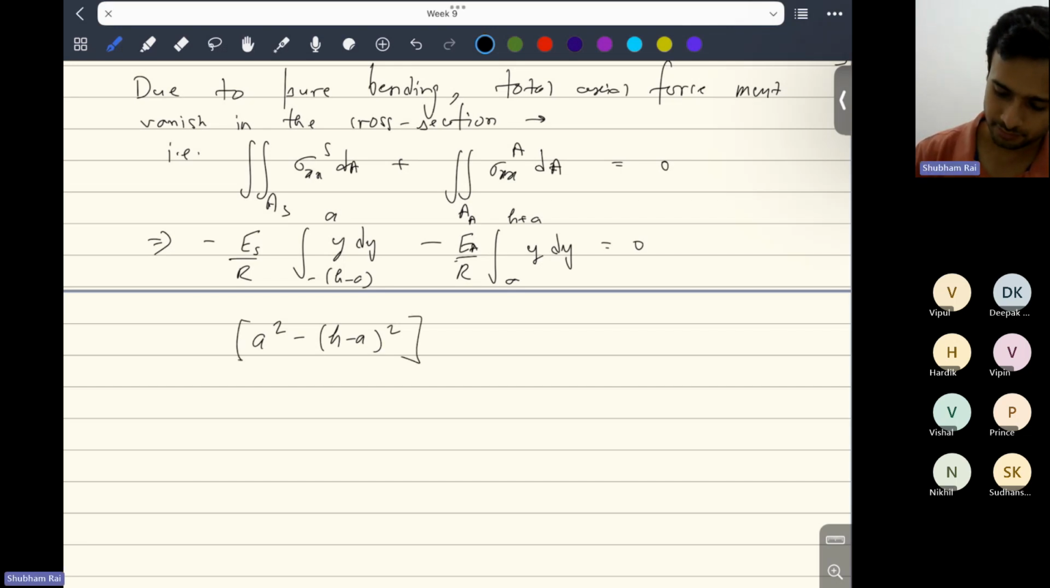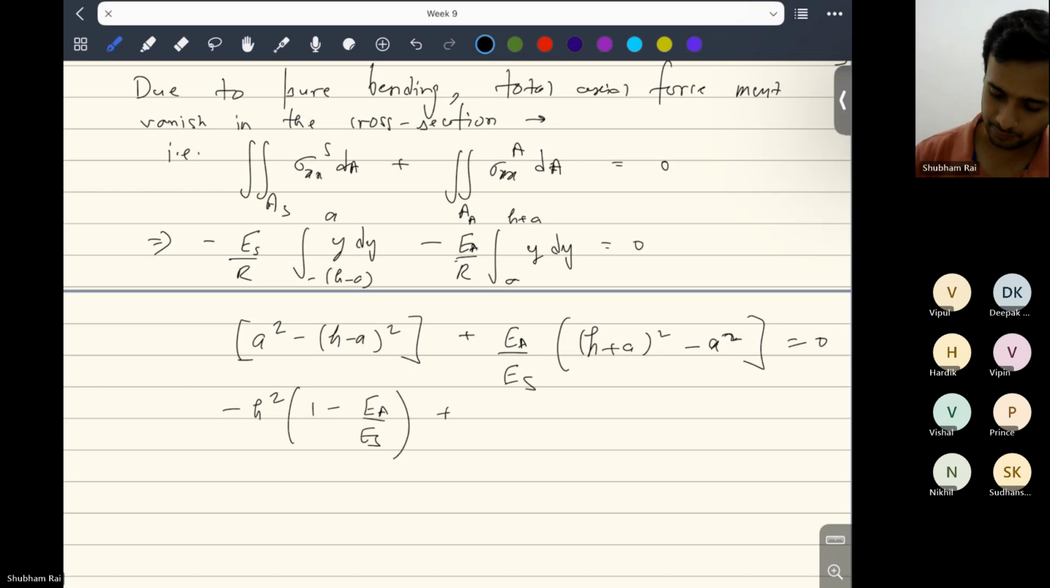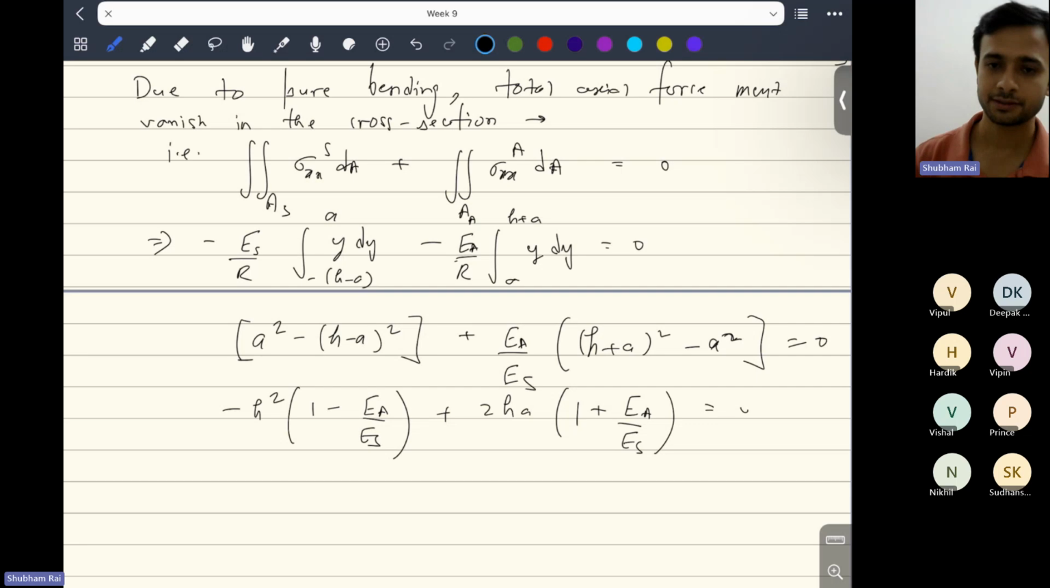And I'm taking this plus Ea by Er here, Ea by Es t, and here also you get h plus a to the whole square minus a square. And you have to find the value of a in terms of h. So if you solve this, finally you will get minus of h square (1 minus Ea by Es) plus 2ha (1 plus Ea by Es). You will get this expression if you simplify this.